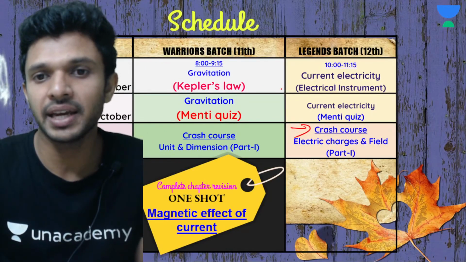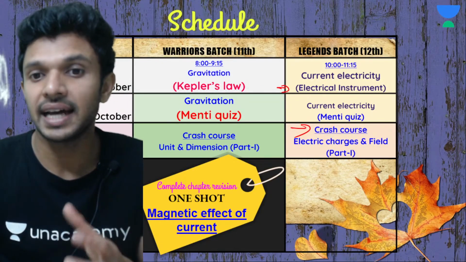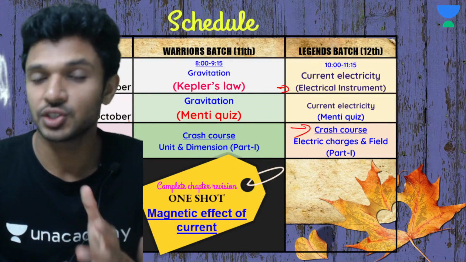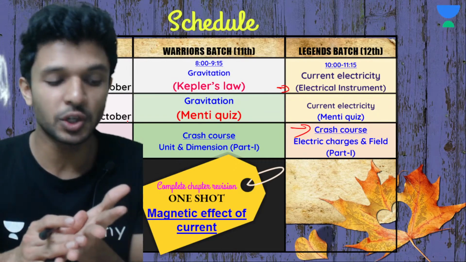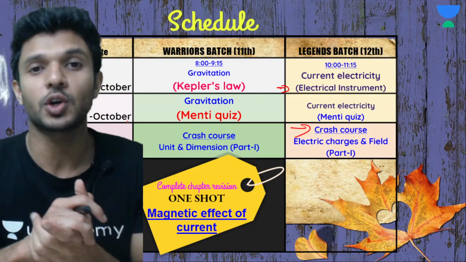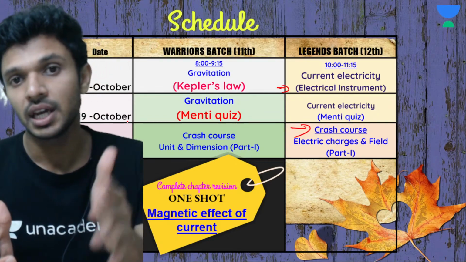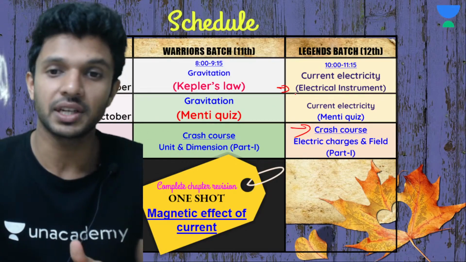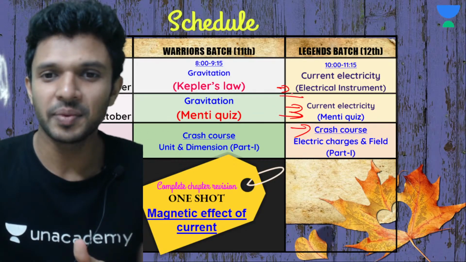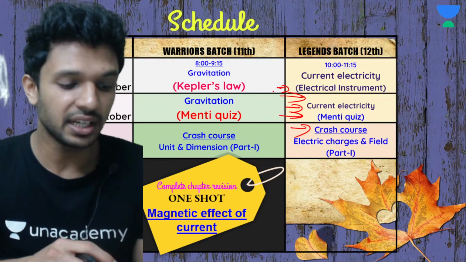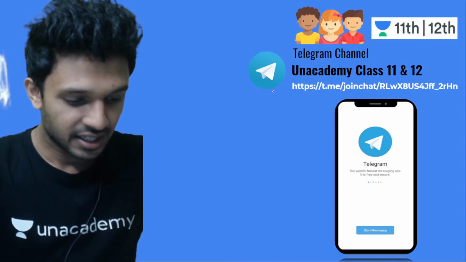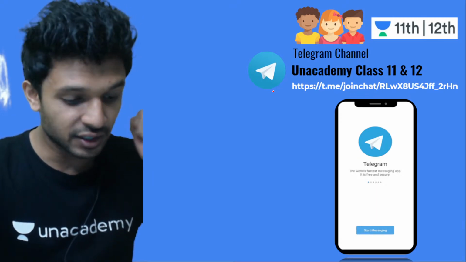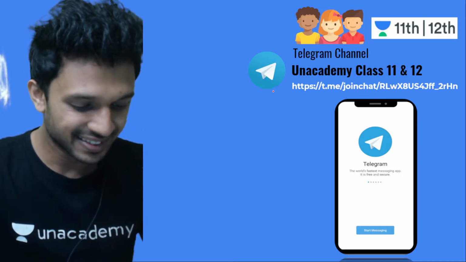And today we'll be having the discussion and the study related to electrical instruments. We'll be talking about the meter bridge, potentiometer, and if we have time, we'll also be talking about the conversion of galvanometer into ammeter and voltmeter. Then tomorrow, come and be prepared for the Menti quiz to happen.